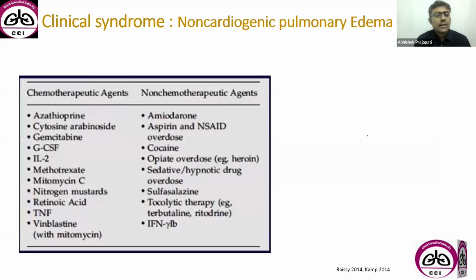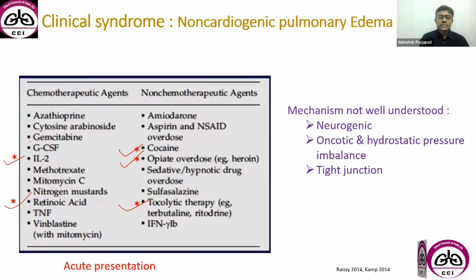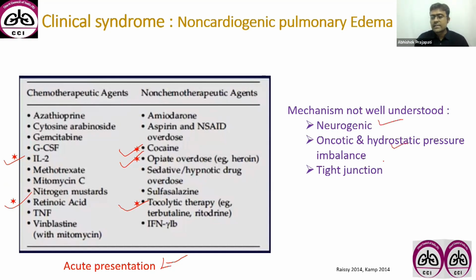Now, another clinical syndrome is non-cardiogenic pulmonary edema, or NCPE. We commonly see it with cocaine, opiates, tocolytic therapy, retinoic acid therapy, and IL-2. Here, the presentation mostly will be acute, and its mechanism is still not well understood. It may be neurogenic, it may be an oncotic or hydrostatic pressure imbalance, or it may be a tight junction imbalance.